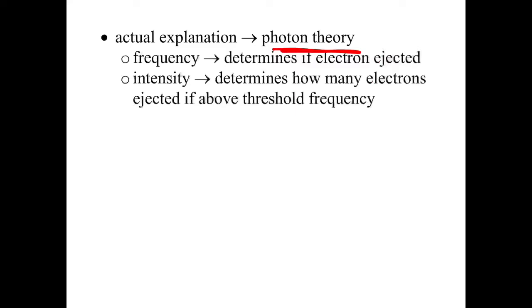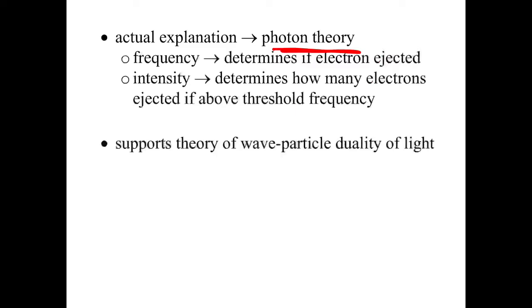But say you shine a green light and electrons are ejected. If you make that green light brighter and more intense, then it will have more electrons being ejected. They just won't go any faster than they were before, okay?